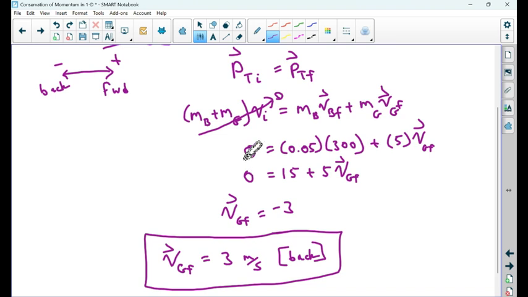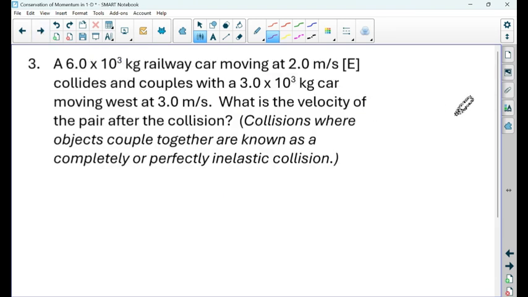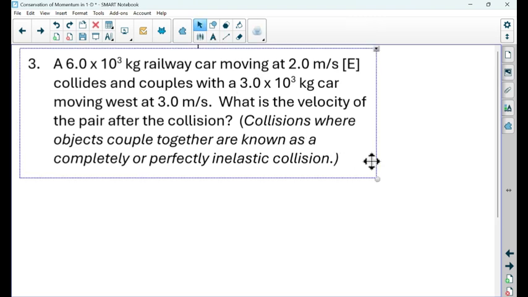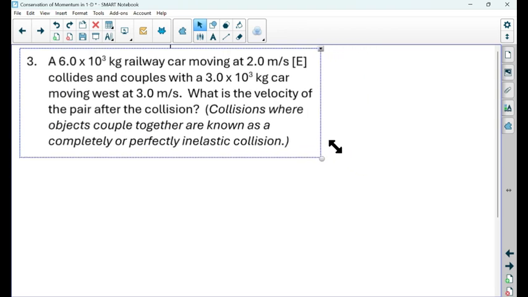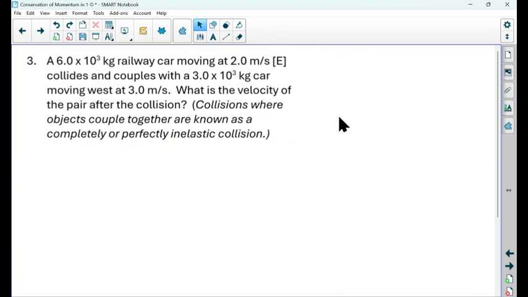Okay, let's have a look at some things that are going to stick together. A 6.0 times 10 to the 3 kilogram rail car moving at 2 meters per second east collides and couples. That just means they join together, right? Train cars have these joiners that clamp together when they run into one another. It couples with a 3,000 kilogram car moving west at 3 meters per second. Now it's a railway car, like a train car. What's the velocity of the pair after the collision?